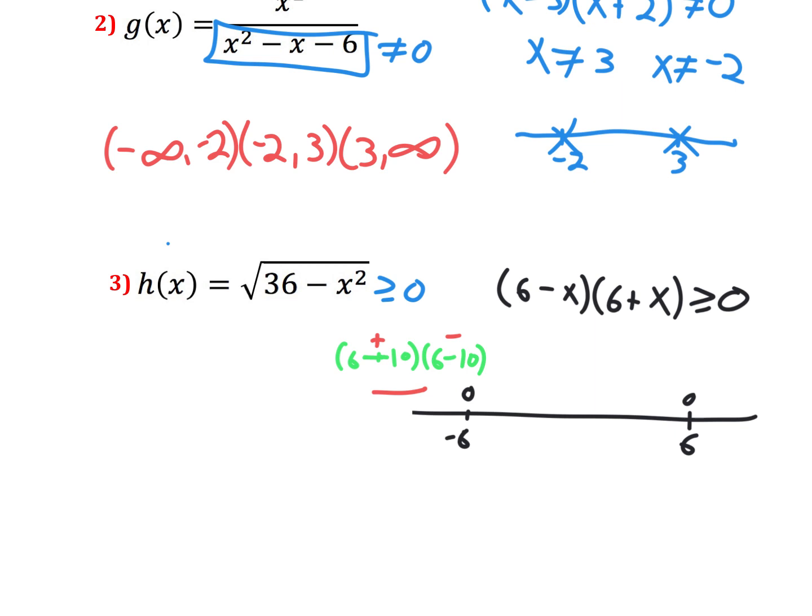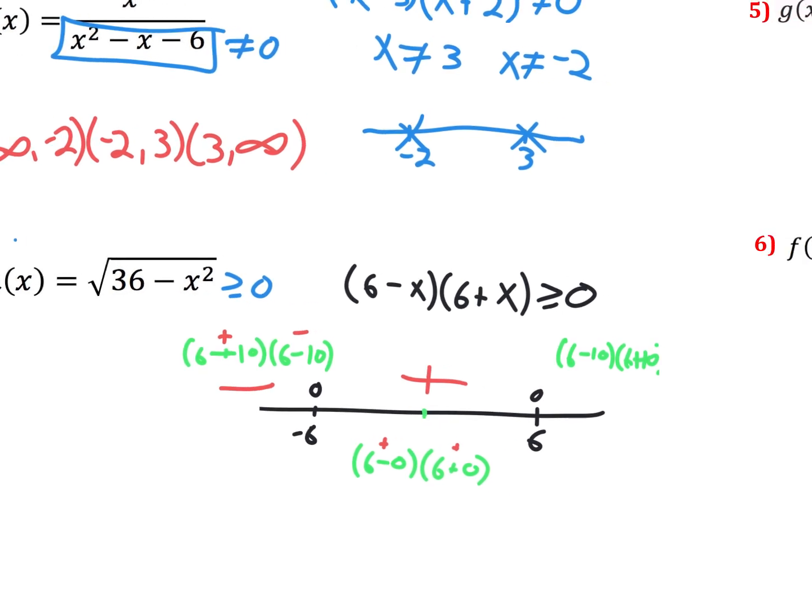Then we'll choose some number in the middle here. Let's say I choose 0. If I plug in 0, 6 minus 0 times 6 plus 0, well, that is a positive times a positive, that is a positive result, so that's good. Then I'll choose some number bigger than 6 over here. I'll choose positive 10. We have 6 minus 10 and 6 plus 10.